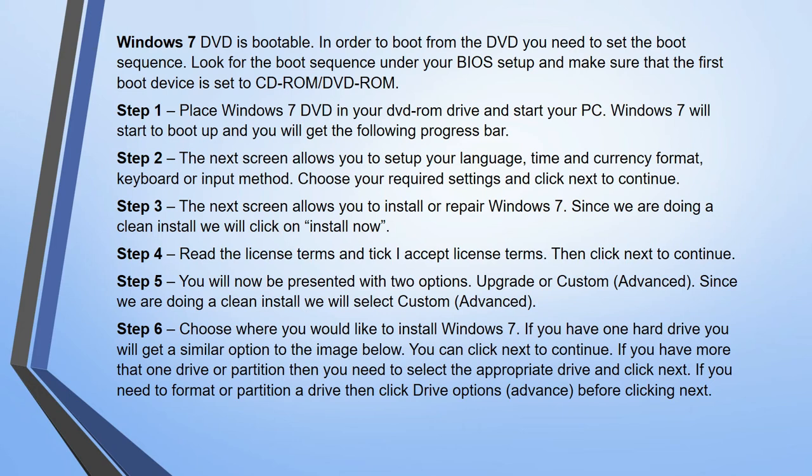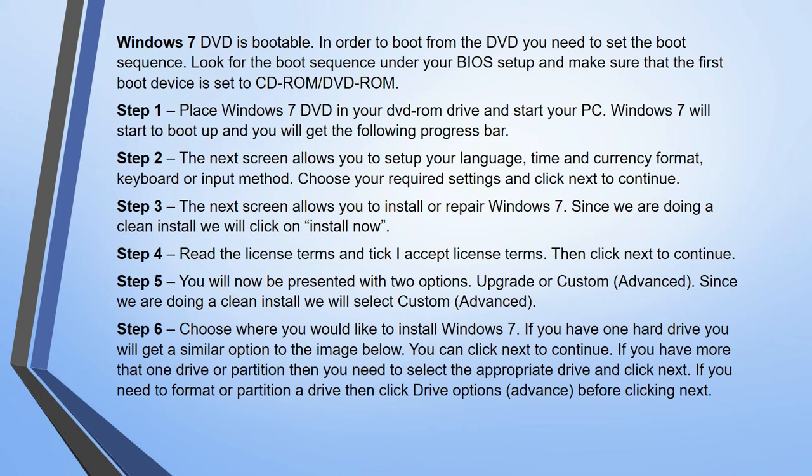Let's see the steps for how you can install Windows 7 on a new system or a formatted system. That means if your system has already been formatted and you want to install the OS, you follow the same procedure. Or if your system is corrupted, you have to format it, then install this Windows operating system.